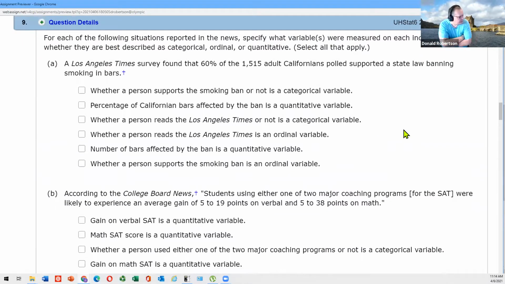Let's look at this story. For each of the following situations reported in the news, specify what the variables measured are. And it could be categorical, ordinal, quantitative, whatever. And it says select all that apply, so it may be more than one thing gets checked off. The Los Angeles Times survey found that 60% of 1,515 adult Californians that they asked supported a law banning smoking in bars.